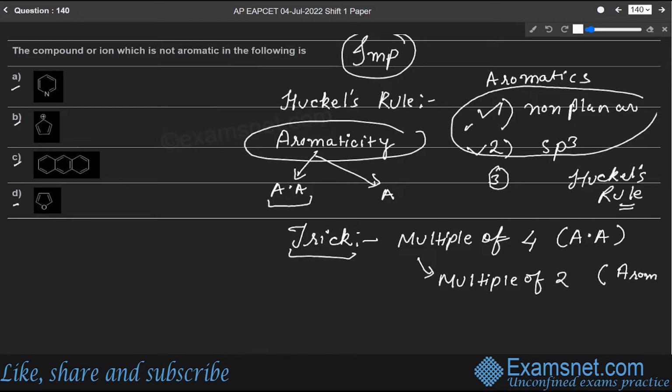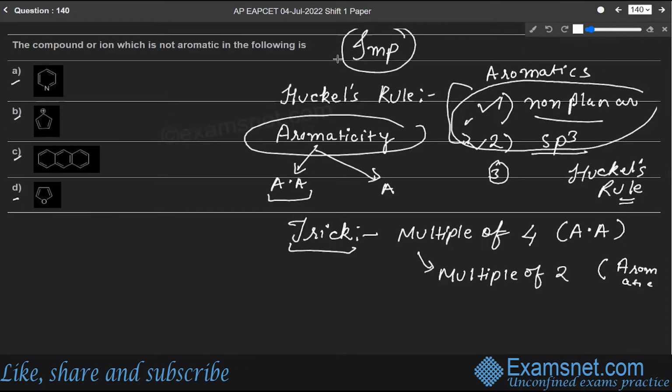See, when you talk about non-aromatic, that means this particular condition should not be followed. But you can see all four are following this non-planar sp3. So you need to know Huckel's rule. And in Huckel's rule, if it is coming as a multiple of 2 basically, then that particular compound is aromatic. So we have to tell which is not aromatic. Just underline that it is given non. Students often tend to find the answer and then they get confused.